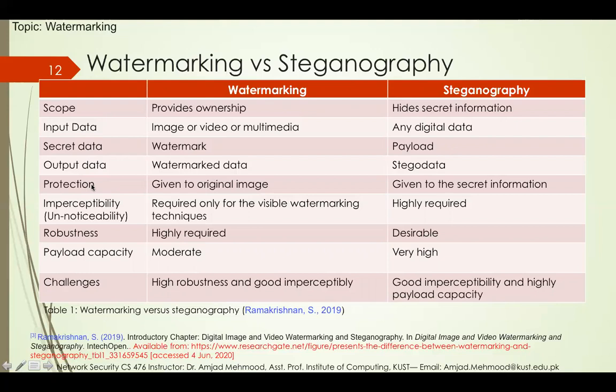Protection of watermark gives protection to the original image, whereas steganography gives protection to the secret information. Imperceptibility in watermarking requires only the visible watermarking techniques, whereas in steganography it is highly required. Robustness in watermarking is highly required, whereas in steganography it is desirable. Payload capacity is moderate in watermarking, whereas payload capacity in steganography is very high.